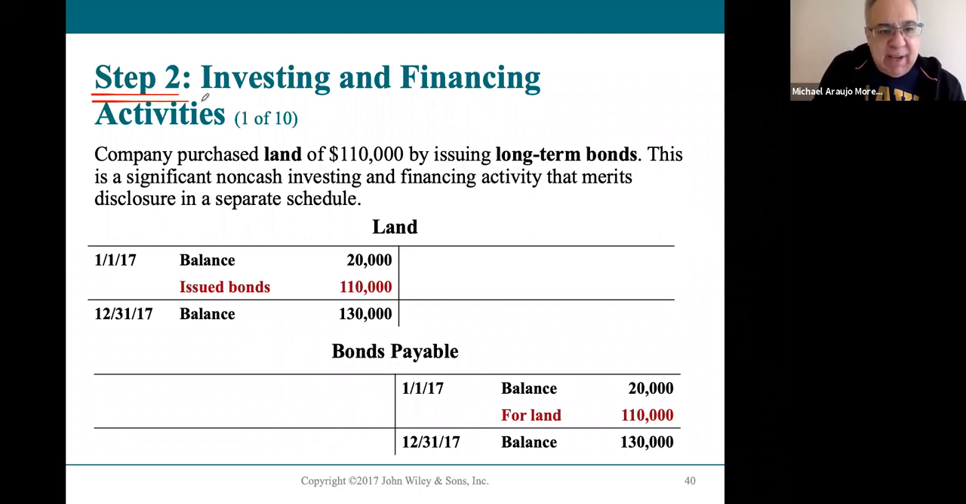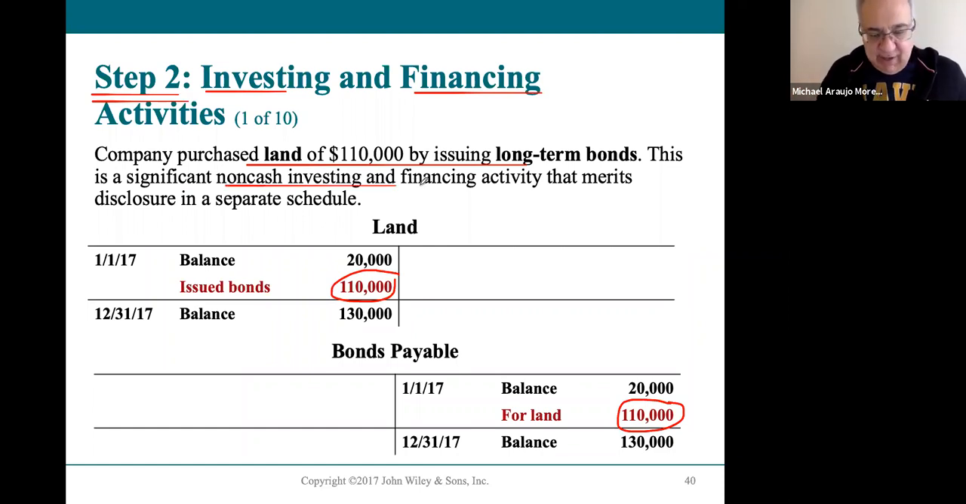Because you can just simply take them at face value. So looking at investing activities and looking at financing activities, they should be a lot easier to figure out. Remember, part of our additional information, the company bought land by issuing bonds. So you saw an increase in the amount of land correspond with an increase in the amount of bonds payable. This was a non-cash activity.